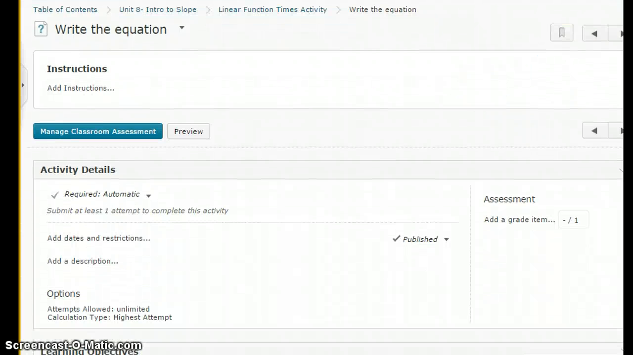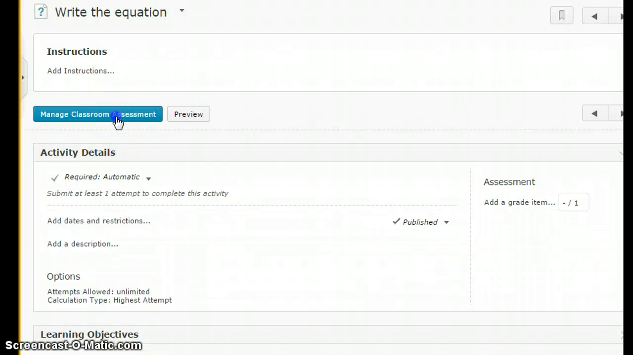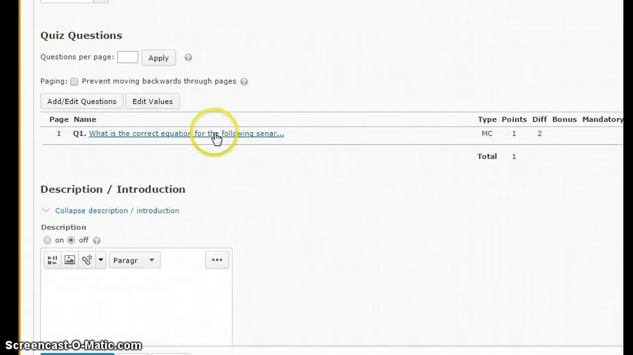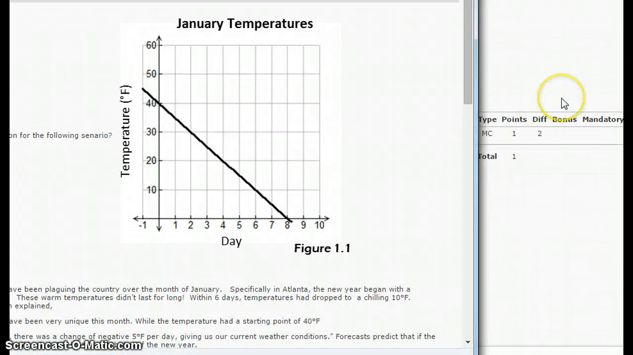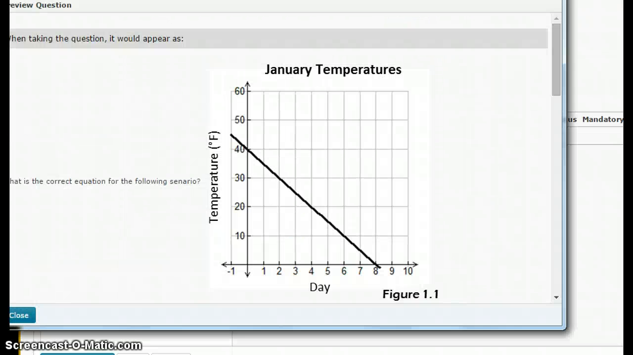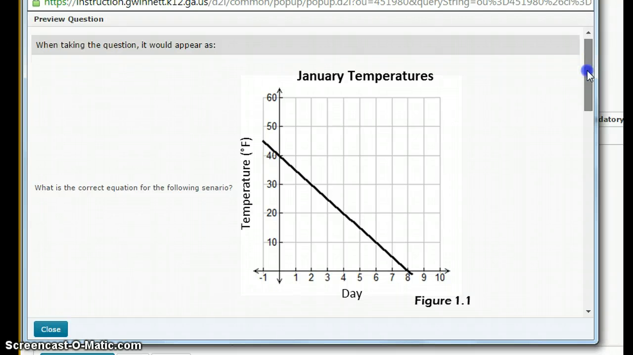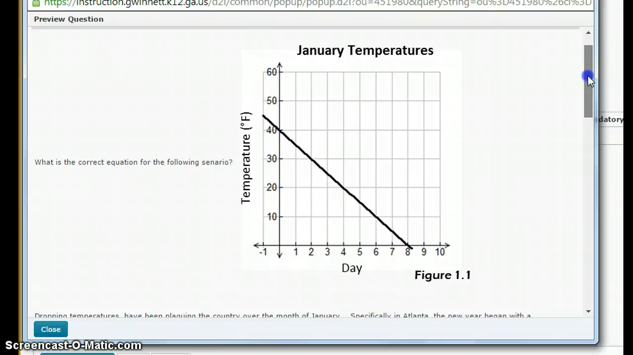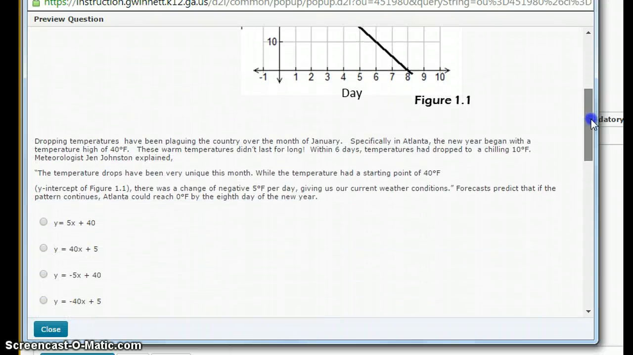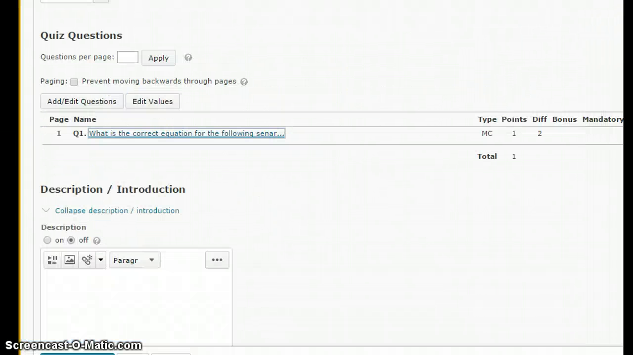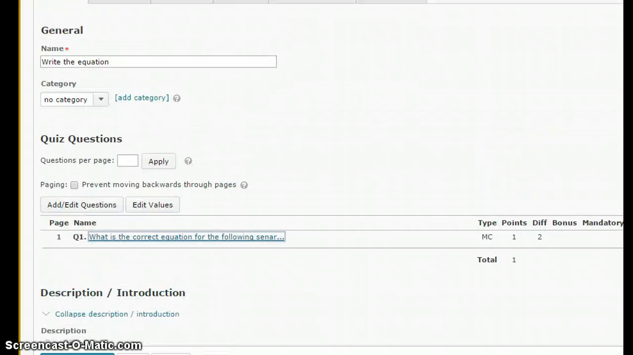So all they're going to see is this one question, and this is based on what we've learned in prior lessons. So they're going to have to answer this question correctly. This is the first part of the newspaper activity. If they're able to write the equation for the scenario by looking at the graph and reading the situation, if they figure out correctly that the equation should be y equals negative 5x plus 40, once they get 100 on that, then the activity will be released to them.